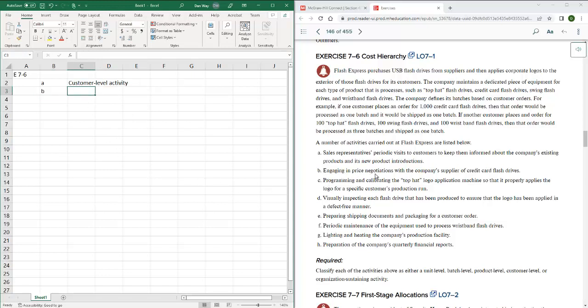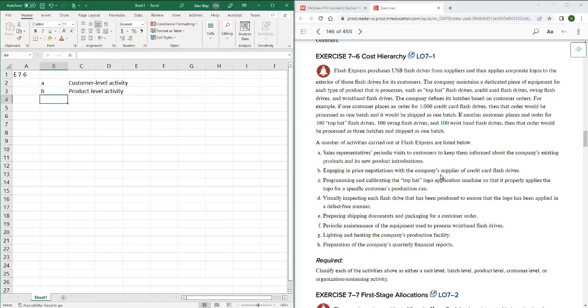Next up, B said engaging in price negotiations with the company's supplier of credit card flash drives. So from our setup information, we know that the credit card flash drive is one particular product line that the company offers. Since this price negotiation would presumably be carried out one time, at least on a periodic basis, maybe we have to renegotiate the contract every year, every 6 months, whatever, that implies it is a product level activity.